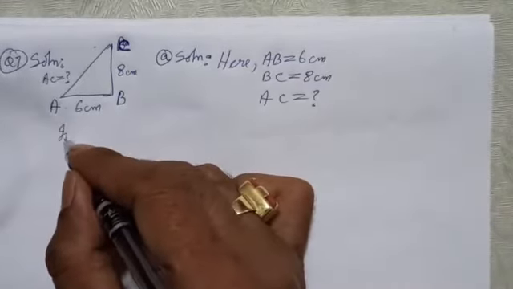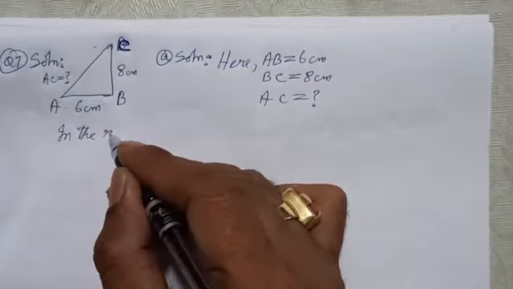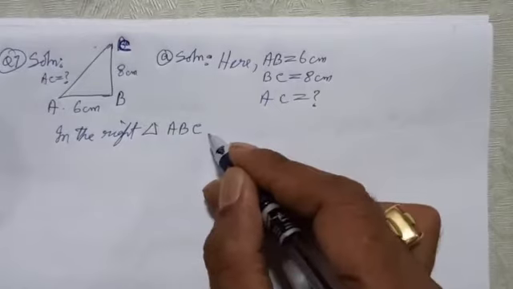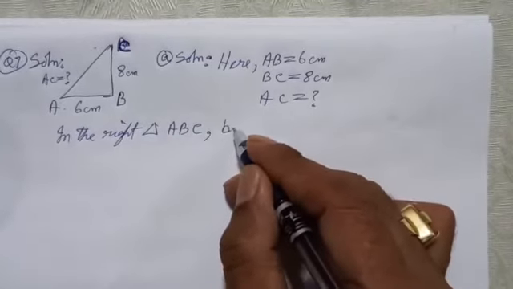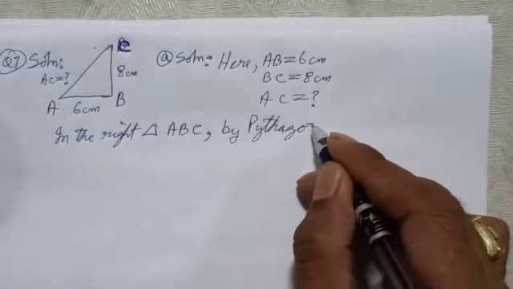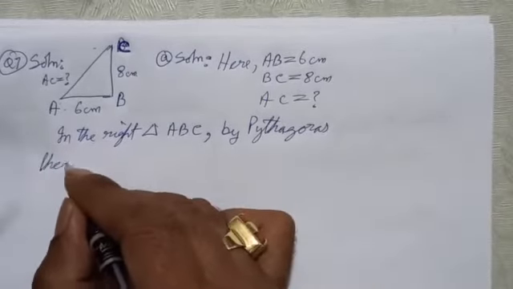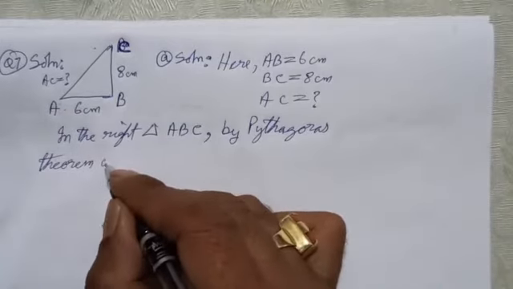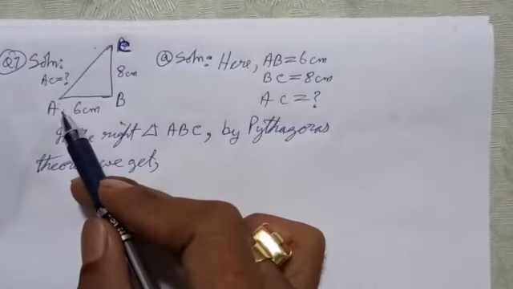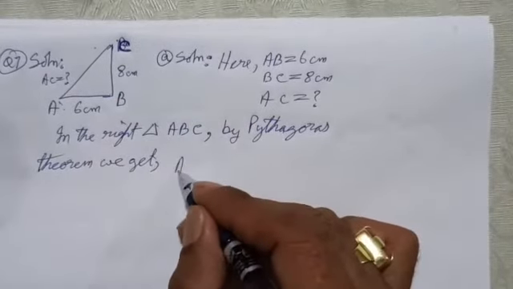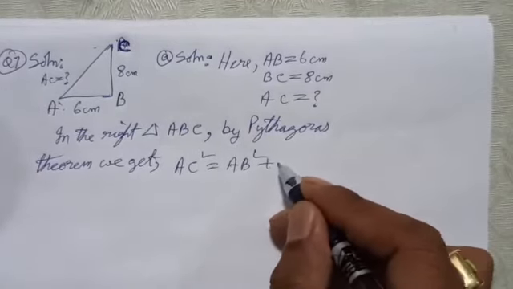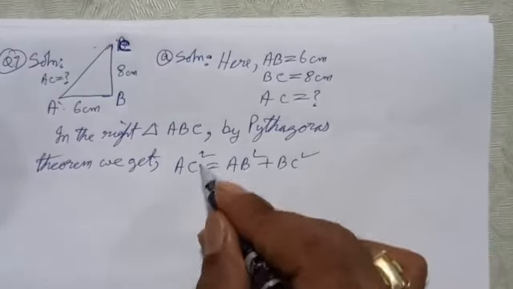In the right triangle ABC, let us use Pythagoras theorem. By Pythagoras theorem we get, in this right angle triangle, hypotenuse is AC. So AC square is equal to AB square plus BC square. This formula is from Pythagoras theorem.